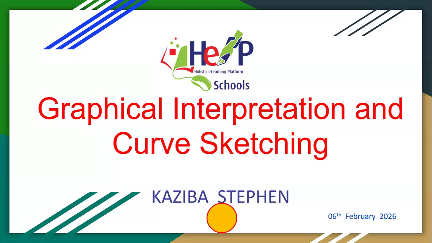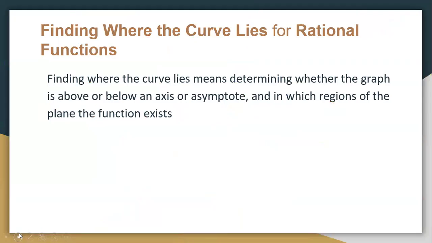So, we are still continuing with our curve sketching, and in this particular lesson, we are going to continue looking at curve sketching. Yesterday we looked at some things, and today we are going to build up from there. So today we are going to start with how do we find the region where the curve lies? Now, when we are making a sketch, these ones being rational functions, we need to know where our curve will lie.